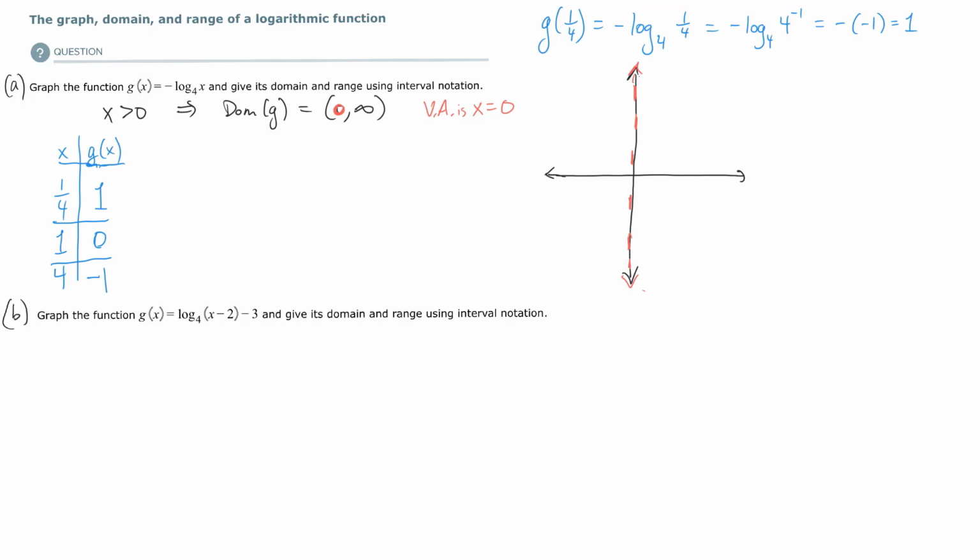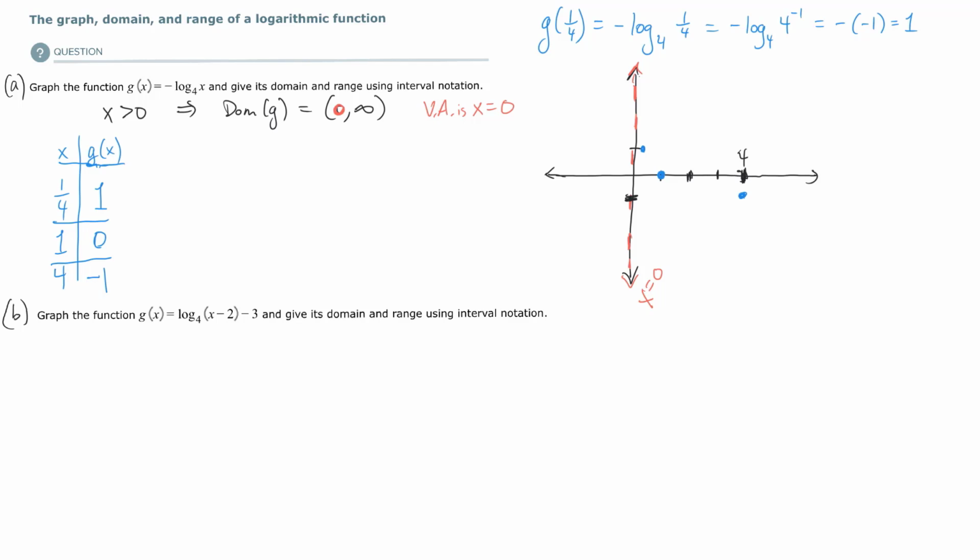There it is. X equals 0 is our vertical asymptote. At 1/4, we need 1. So let's say this is 1 and this is 1. At 1/4, we need to plot up 1. So right about here. 1, 0 is plotted as well. And then 4, negative 1. 2, 3, 4. Let's say that's 4. Let's extend this out. We need a negative 1. So 4, negative 1 is right here.